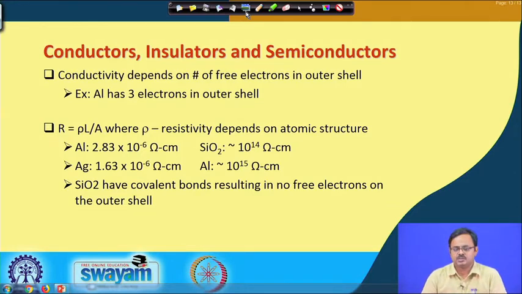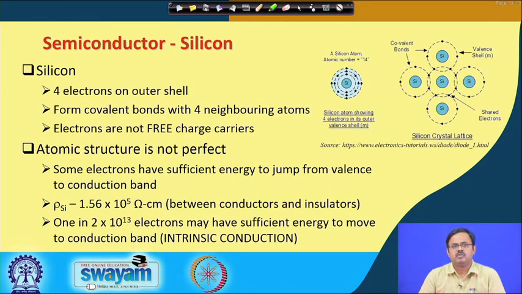So, with that, let us move on to the semiconductor. Now we know what a conductor is and what an insulator is. To recap, a conductor has free electrons on the outer shell, an insulator does not, and in the absence of free electrons we do not have charge carriers, and therefore we do not have good conduction of electricity. Now, what happens to silicon?